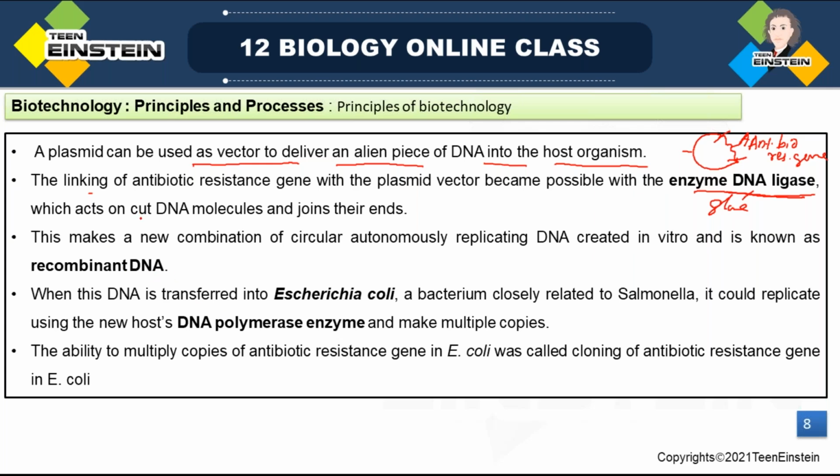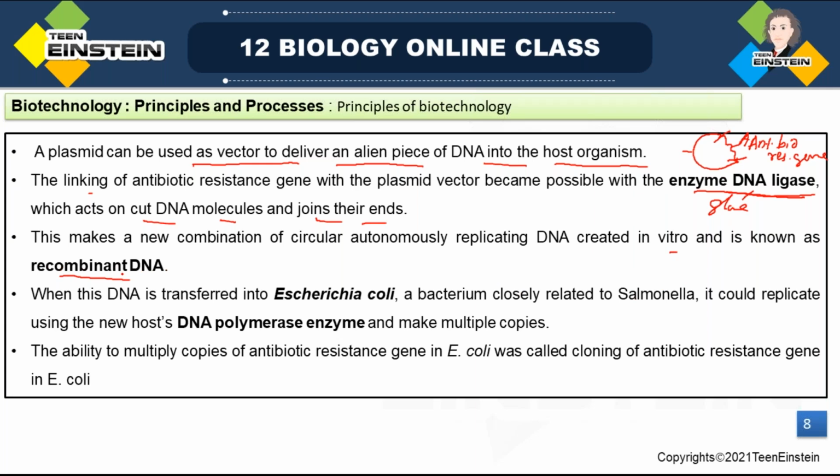So this DNA ligase helps to join the ends of the cut DNA, which acts on the cut DNA molecules and joins their ends. Ligase is acting as molecular glue. Restriction enzymes are called molecular scissors. That makes a new combination. If an antibiotic resistant gene and a plasmid vector are joined, that makes a new combination of circular autonomously replicating DNA created in vitro, and it is known as recombinant DNA.